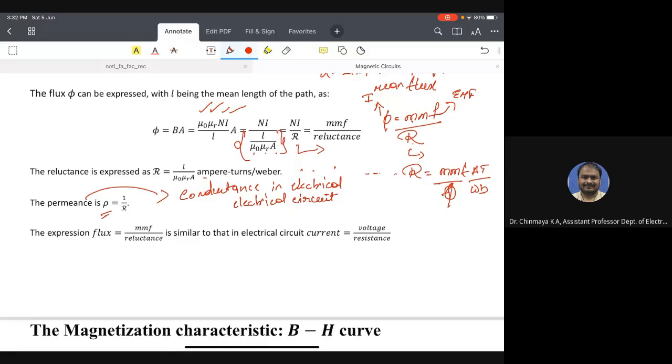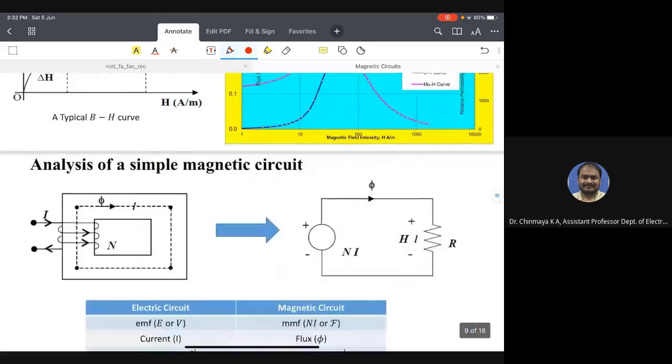Again, flux is equal to mmf by reluctance, which, as I have told before, is similar to the electric current, which is equal to voltage by resistance, or emf by resistance. This one we will look into later.